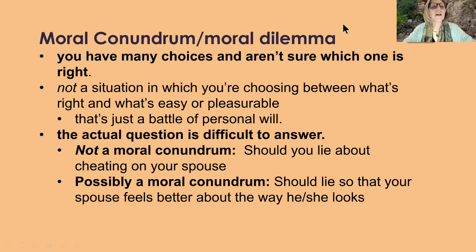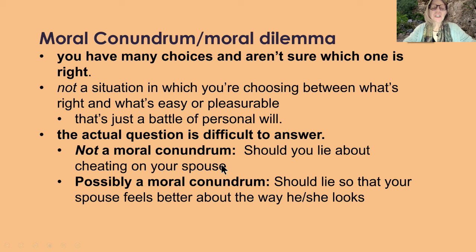Now, the beginning slide, I called this a conundrum. I called it a population dilemma, a population conundrum. So what a conundrum or a moral dilemma is, now this is moral: you have many choices and aren't sure which one is right. This is not a situation in which you're choosing between what's right and what's easier or pleasurable. That's a battle of personal will. You're going to have a drink with dinner. That's not a moral conundrum. The actual question is difficult to answer.